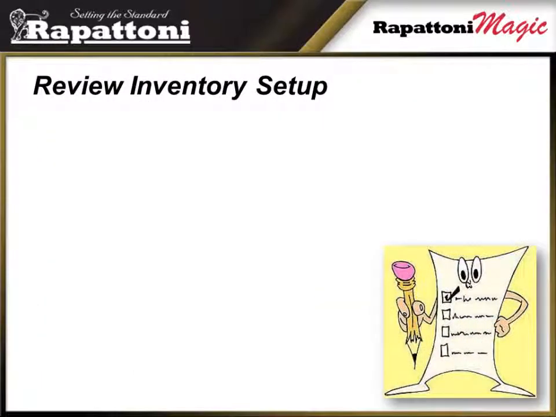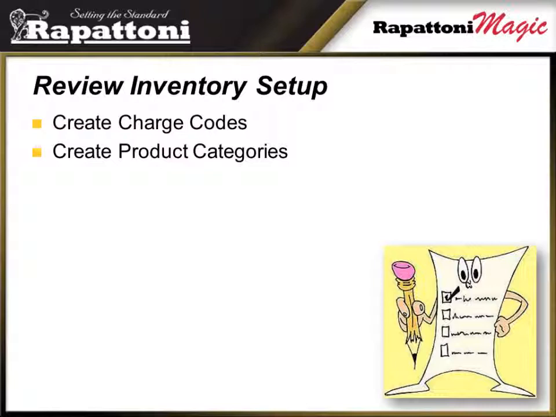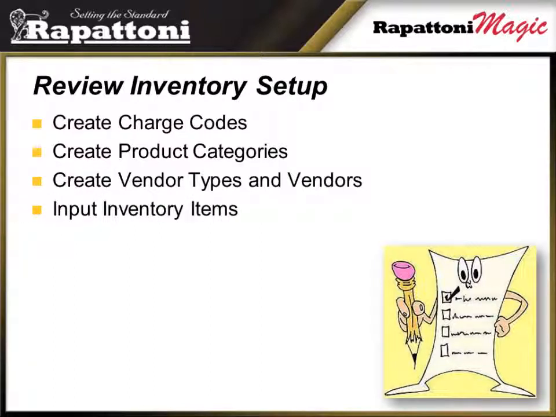But before we get into the meat and potatoes of today's presentation, let's take a moment and review what we did last month. The first step we did last month is create a charge code that is associated with each product. Then we decided to categorize them and put them in different product categories. As well as did the same thing with our vendors by creating vendor types and also filling out the vendor information under vendors. We inputted the inventory items by collecting all of the prior steps and putting them for each product in a nice centralized form called the inventory information form.